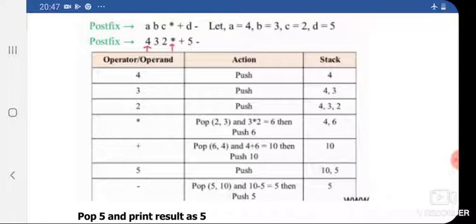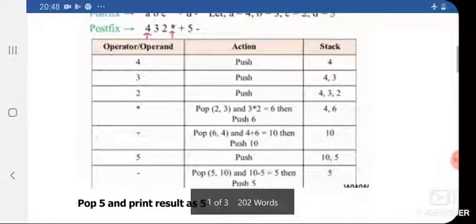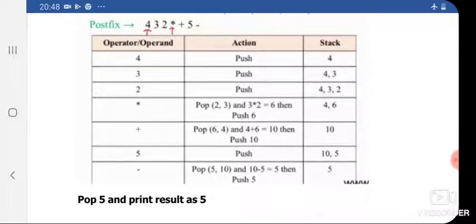Then the postfix expression is over. So as per our algorithm, when the postfix expression is completed, at that time we pop the final value from the stack and we print it as the result. Therefore we pop 5 and we print our result as 5. So this is the algorithm for evaluation of a postfix expression.